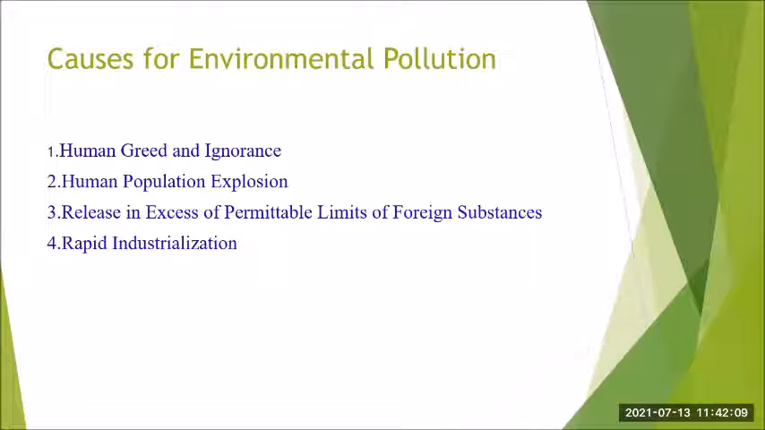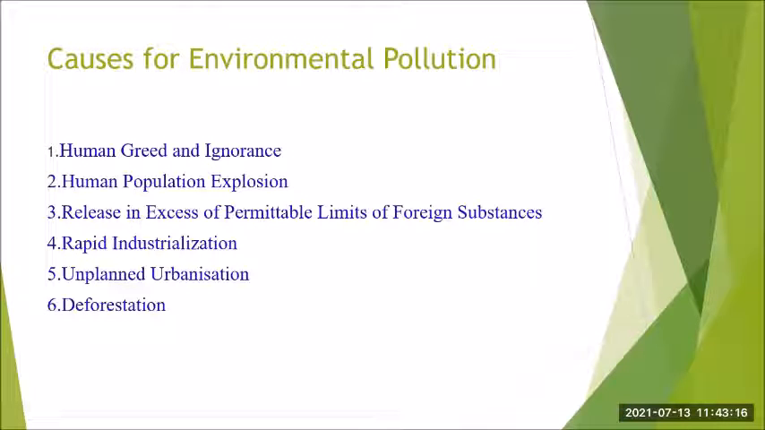Then the fourth cause for environmental pollution is rapid industrialization. Industries are being established and growing at a very fast rate, which creates a lot of release of excess foreign substances, which creates the problem of environmental pollution. Another cause is unplanned urbanization. Unplanned urbanization means rural areas converting into urban cities, which was not planned earlier. Space will be less and more population will be located, which creates the problem of environmental pollution.